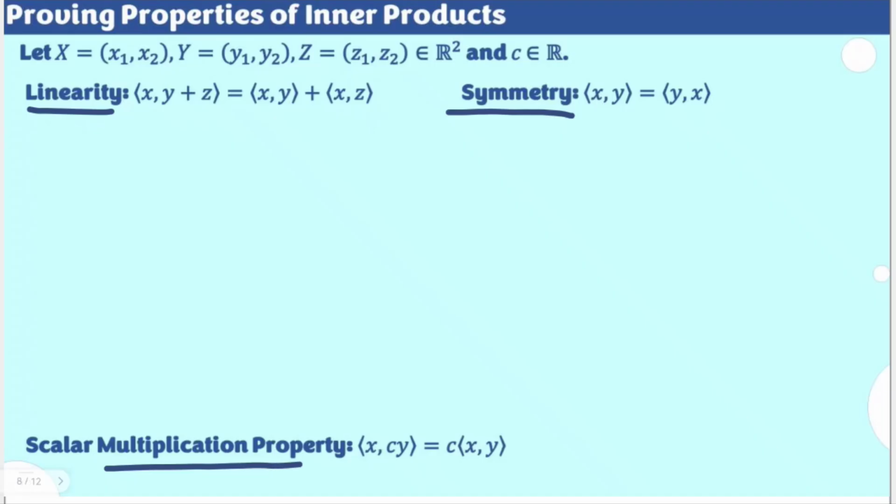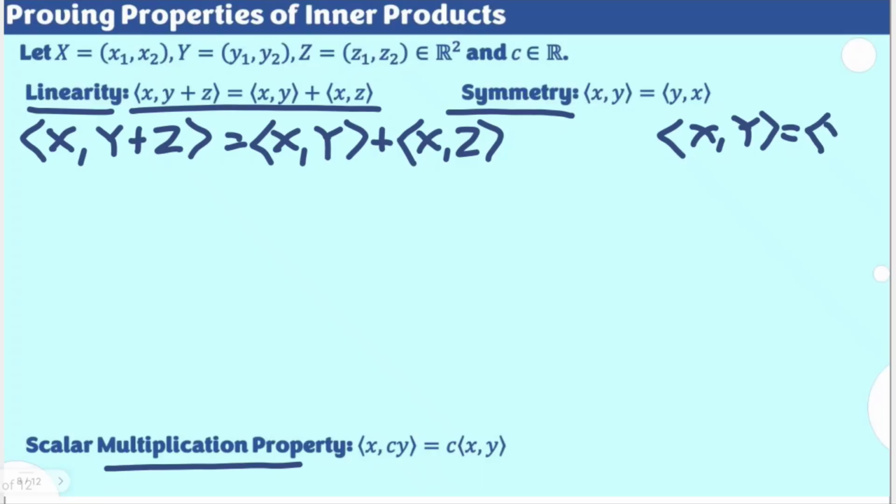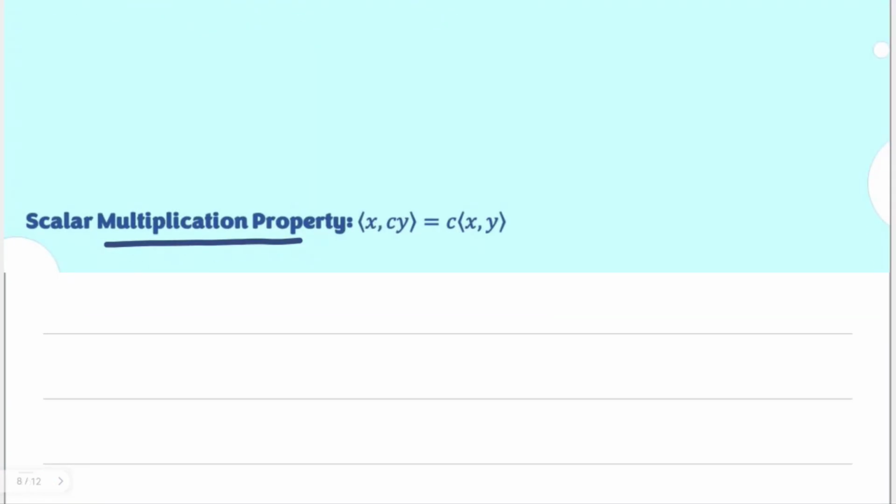By the way, I forgot to edit this one here. Please pardon me. I'll be changing this. This should be capital letters because we're dealing with vectors. The inner product of X and Y plus X and Z. Here, same thing, X, Y, according to symmetry, Y and X. They are all capital letters except for c here.